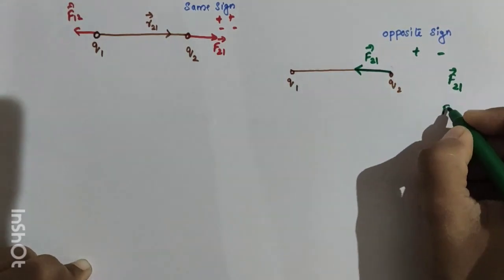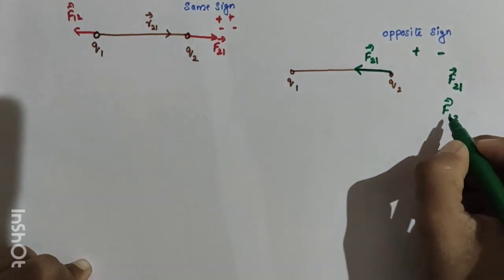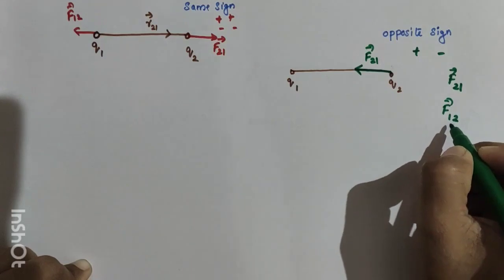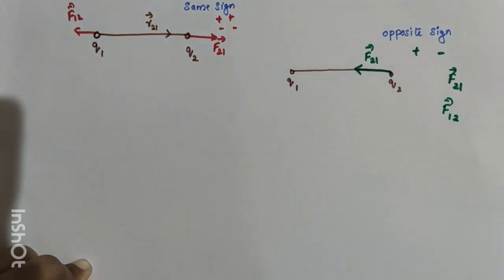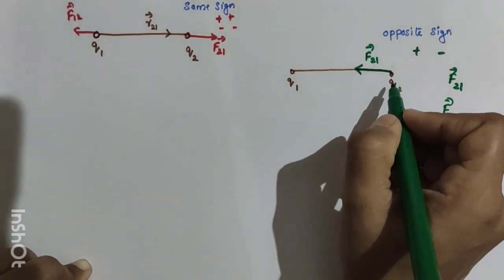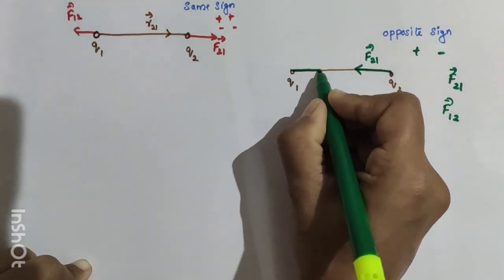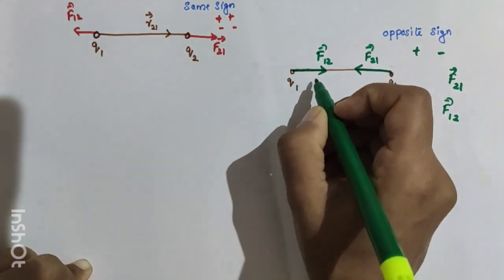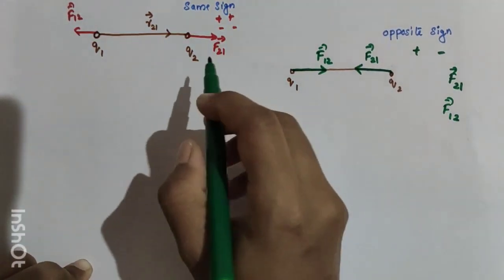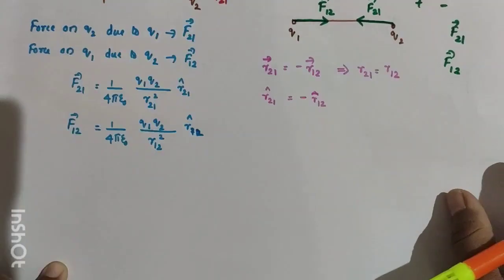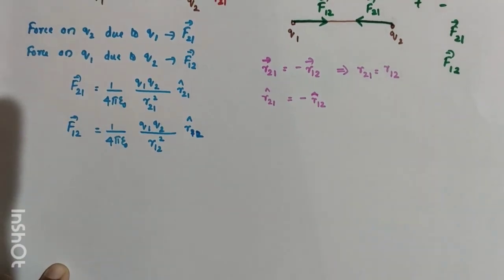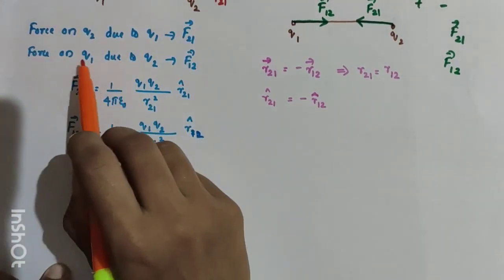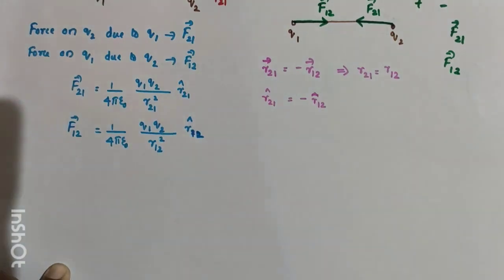Similarly, the force on Q1 due to Q2 is vector F12. What about its direction? You see, Q2 will try to attract this Q1 along this direction. So vector F12 will have this direction. And you see, force on Q2 due to Q1 is vector F21. Force on Q1 due to Q2 is vector F12.